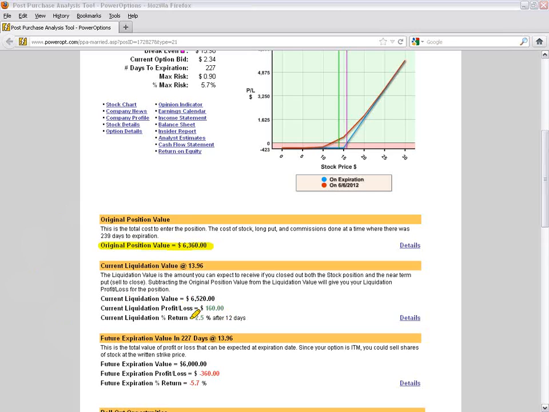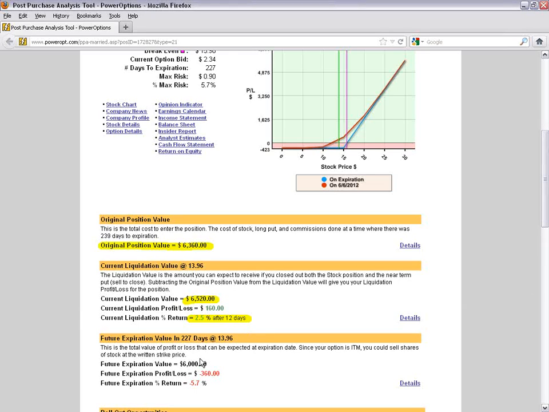The current liquidation value is 2.5% after 12 days. If I sold to close the stock and sold to close the put, we take in 65.20. Maybe if this matches my goals and I'm comfortable with this, I can just take that if I want to. Probably looking for a little bit more when I open the position, but to each his own.